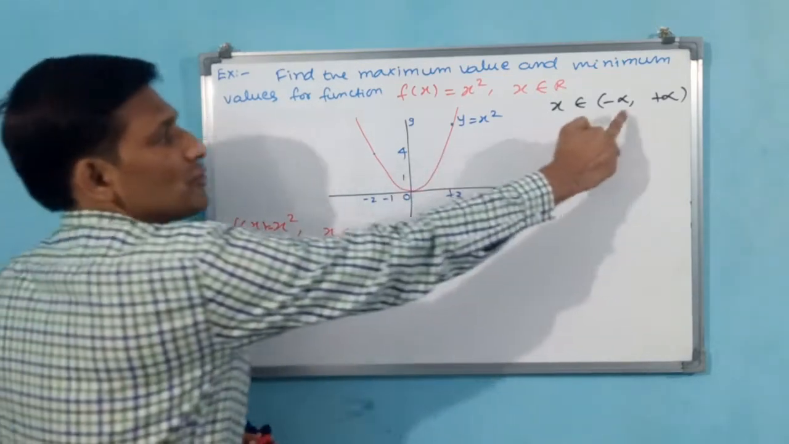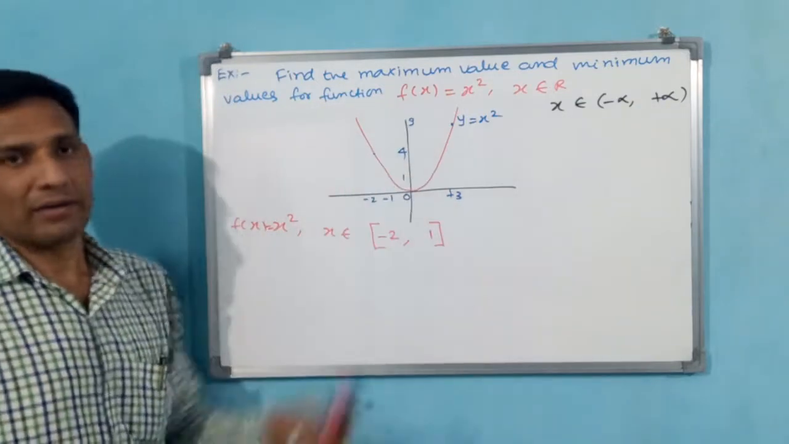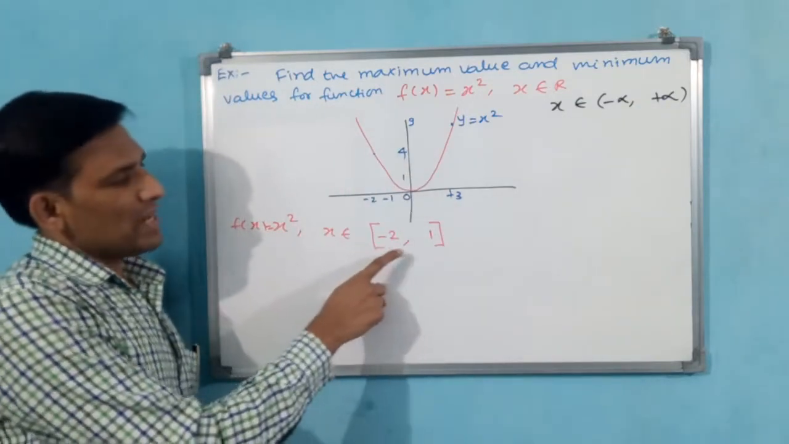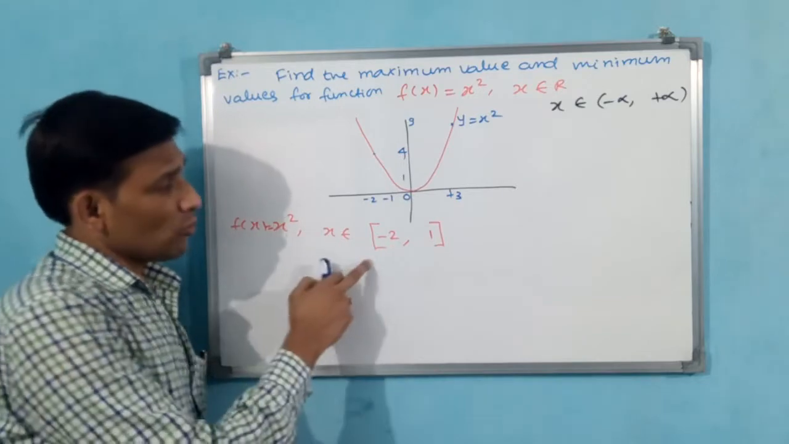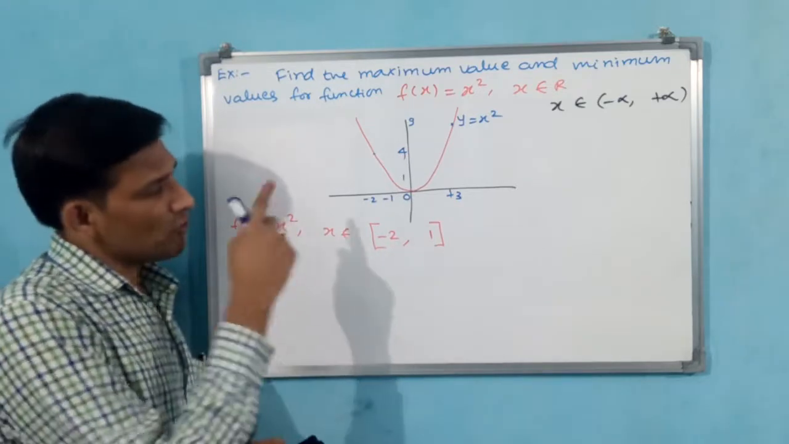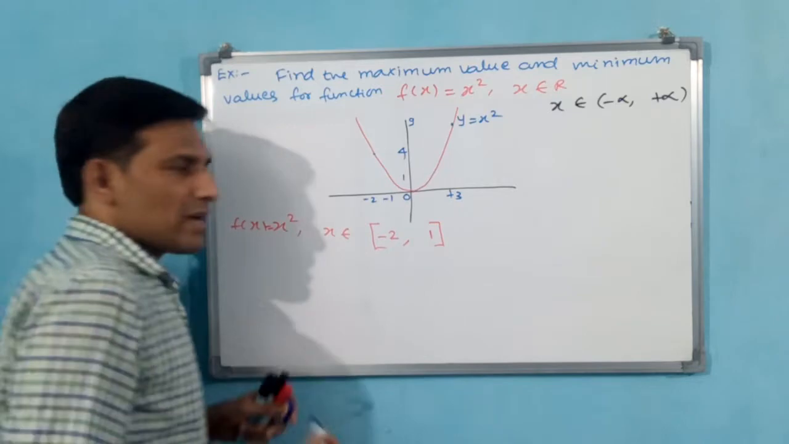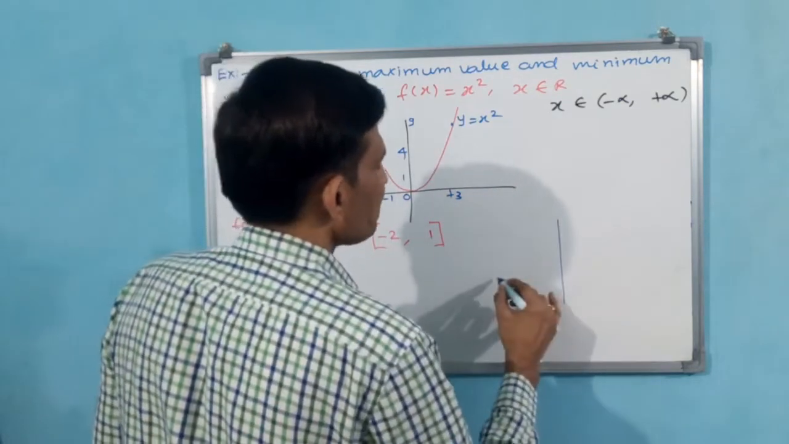Now the interval I have changed. You see, before it was minus infinity to plus infinity, R. But here not like that. Minus 2 to plus 1, but closed. That means you have to take minus 2 also, plus 1 also. Both you have to take. Now I am redrawing this graph again.